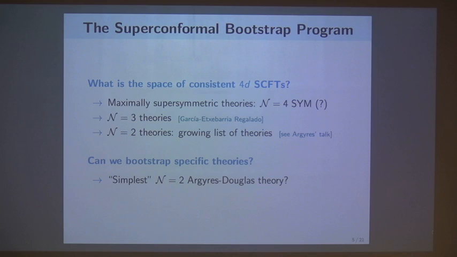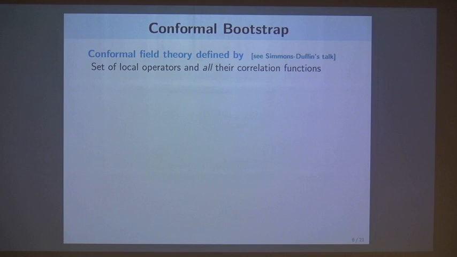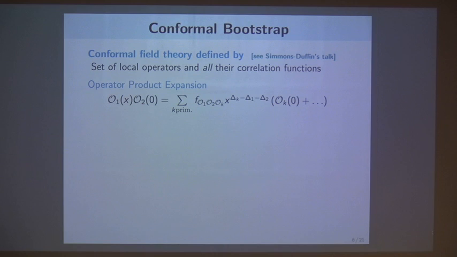So let me very quickly review from David's talk. When I say solve a theory, we are taking this approach that the conformal field theory is defined by the set of all local operators and their correlation functions. And as David said, in CFT we have this very nice thing that the operator product expansion has a finite radius of convergence, and so we can use it to reduce down any correlation function.